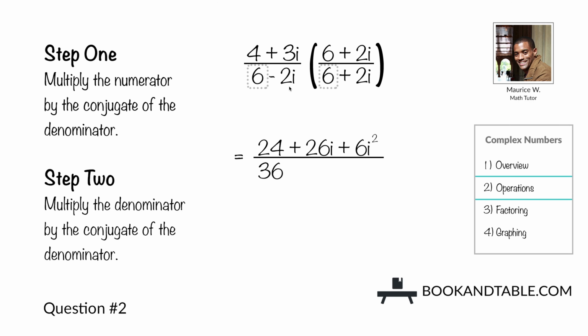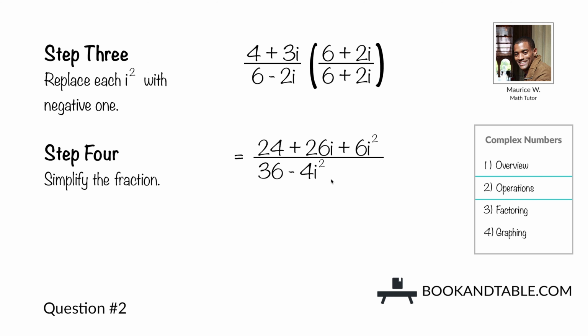The second step, multiply the denominator, 6 minus 2i, by the conjugate of the denominator, 6 plus 2i. 6 times 6 is equal to 36. 6 times positive 2i is positive 12i. Negative 2i times 6 is equal to negative 12i, which cancels out the positive 12i. And negative 2i times positive 2i is negative 4i squared. So you'll now want to replace each i squared with negative 1. So here we get 6 times negative 1, which will be equal to negative 6. And negative 4 times negative 1 will be equal to positive 4.